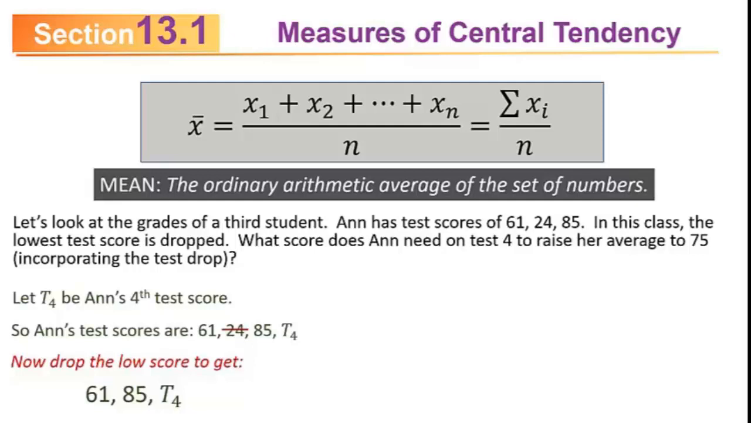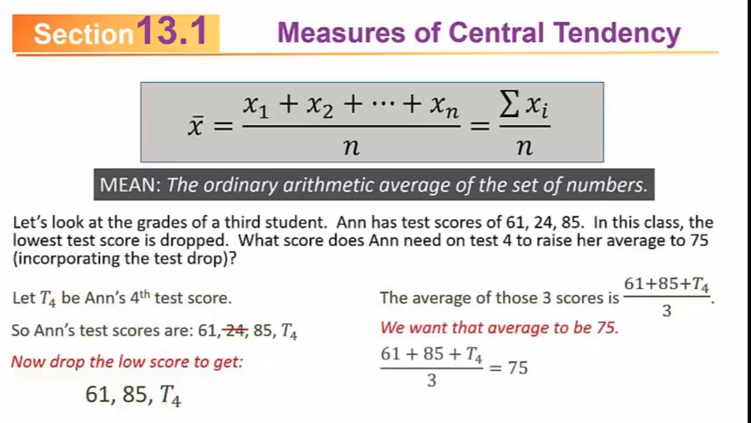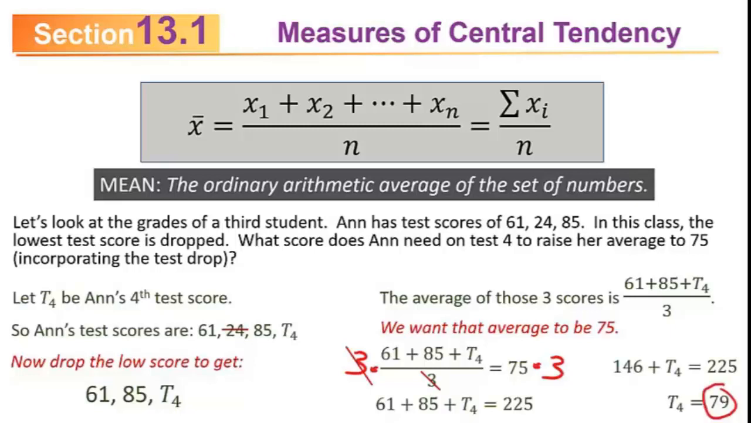We want her average to come out to be 75, so if you add up 61, 85, and that unknown test 4 score and divide by 3, that'll give you the average, and you want that to be 75. So when you set that equal to 75 and clear the fractions by multiplying both sides by 3, you'll find out that 61 plus 85 plus t sub 4 is 225, and if you add 61 and 85, you get 146, and subtracting that from both sides, you find out that Ann would have to score a 79 on that test 4, in order to raise her average to 75.